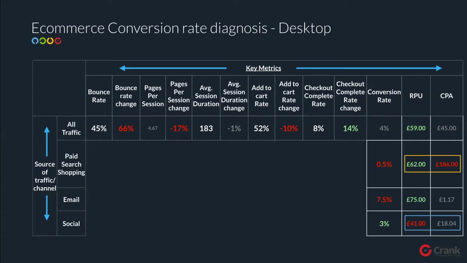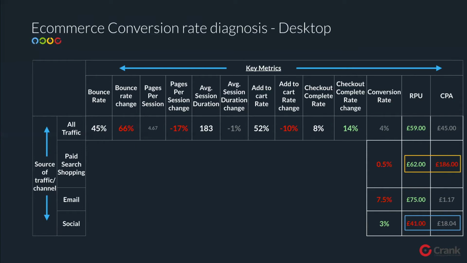In this example, we're also looking at paid search shopping, email as a source of traffic, and social. The spend for paid search shopping is £186. We're spending £186 to acquire a customer, but those customers are only spending £62 on average. So you can obviously see that's an unprofitable source of visitors. Our social audience, on the other hand, is the exact opposite. We can see that the cost per acquisition is £18.04, but the revenue per user is £41.